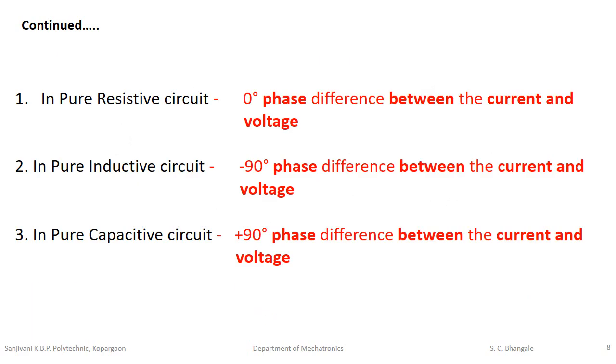So in short, in a pure resistive circuit, there is 0 degree phase difference between the current and voltage. In a pure inductive circuit, there is minus 90 degree phase difference between current and voltage, and in a pure capacitive circuit, plus 90 degree phase difference between the current and voltage. In a pure resistive circuit, voltage and current are in the same phase. In a pure inductive circuit, current lags the voltage by an angle of minus 90 degrees. In a pure capacitive circuit, the current leads the voltage by an angle of plus 90 degrees.